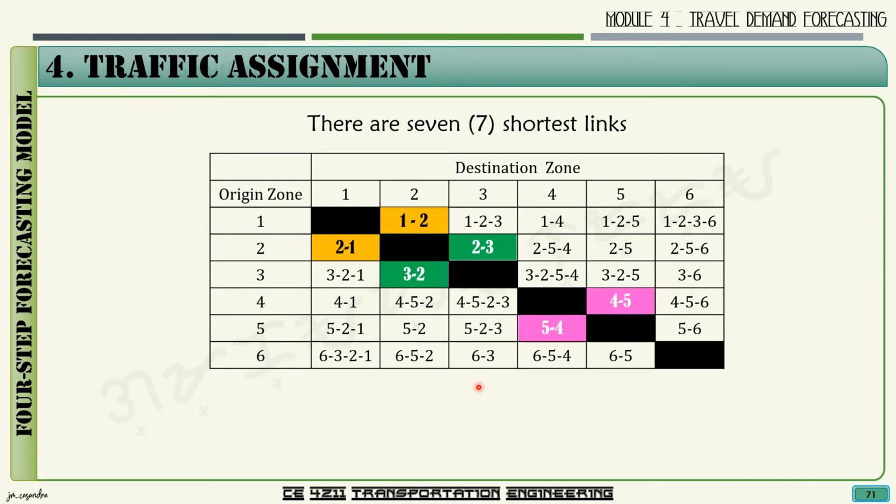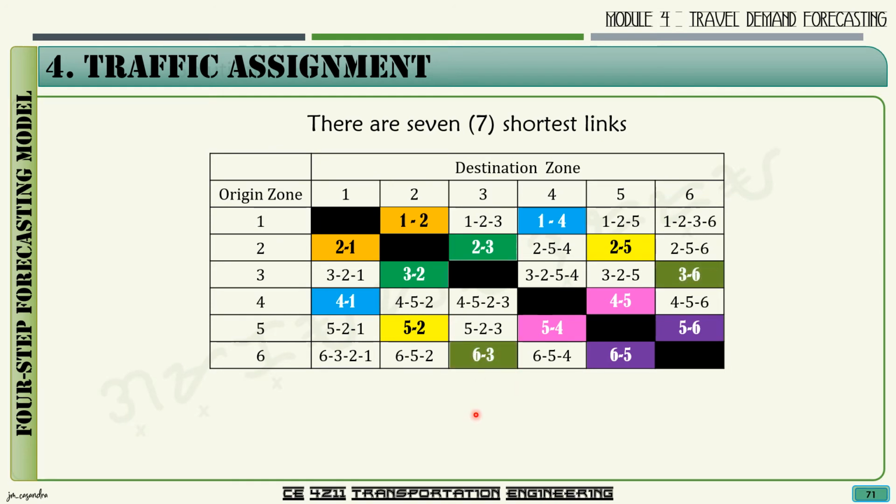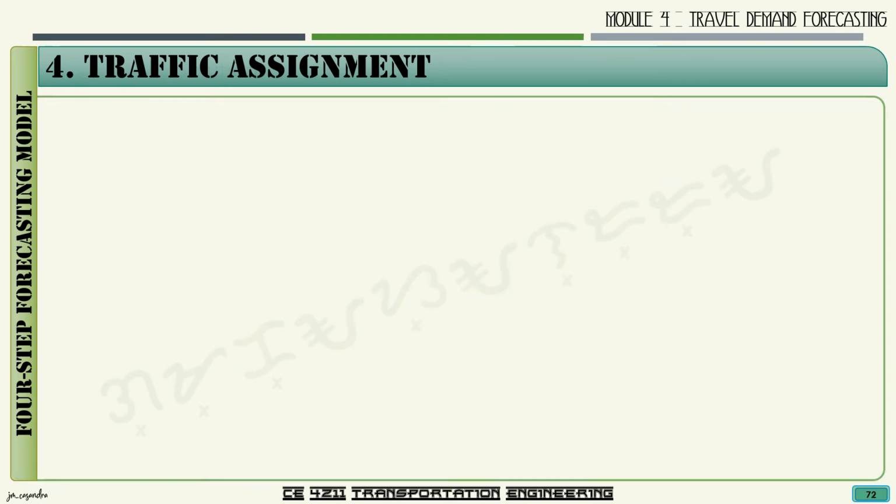Next, we have 4, 5 and 5, 4. Next, we have 5, 6 or 6, 5. Then we have 1, 4 or 4, 1. And lastly, we have 5, 2 or 2, 5. We also have 6, 3 and 3, 6. So these are our shortest links. In traffic route assignment, we only want to choose the shortest links in order to identify our route choice.